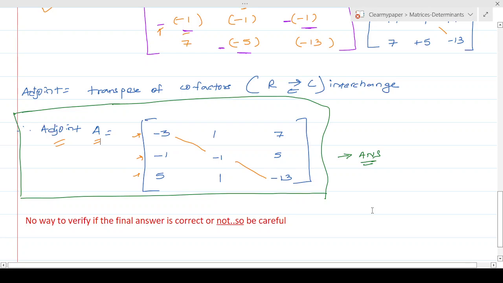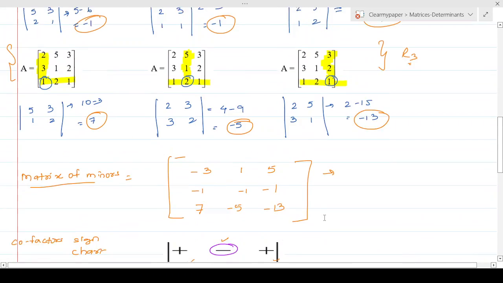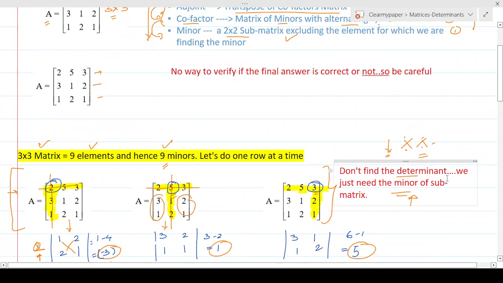And like I said, there is no easy way for me to verify whether it's right or wrong, a quick way. I can verify it in a long way, but we don't have time in the exam. So be careful and don't make mistakes. One of the biggest traps is you will get into the habit of finding the determinant. So do not do that. Just find the sub matrix, the minor. Do not multiply it with the element that you're getting rid of. Okay, do not do that.